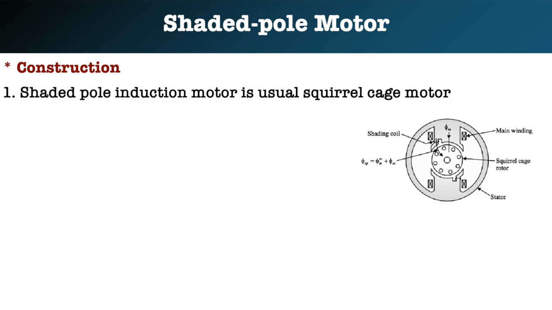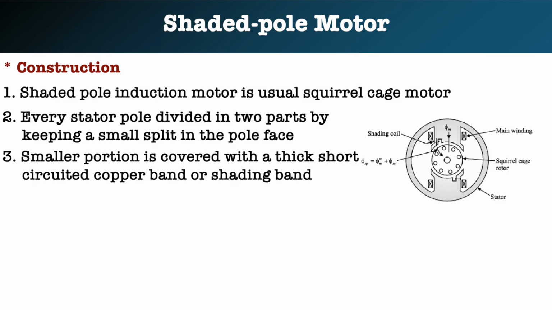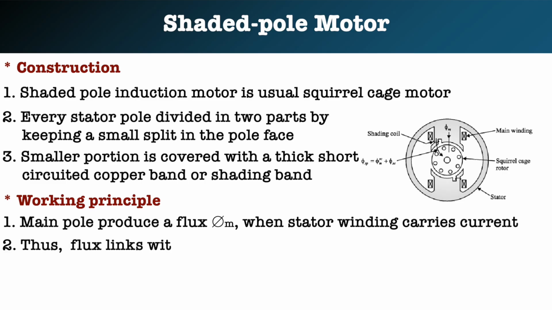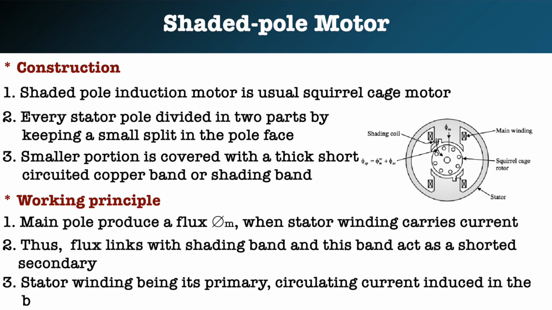The shaded pole induction motor is usually a squirrel cage motor. Every stator pole is divided into two parts by keeping a small split in the pole face, and the smaller portion is covered with a thick short circuited copper band or shading band. When the stator winding carries current, the main pole produces a flux phi m. Thus, flux links with the shading band and this band acts as a shorted secondary, stator winding being its primary. The circulating current induced in the band produces another flux phi s.